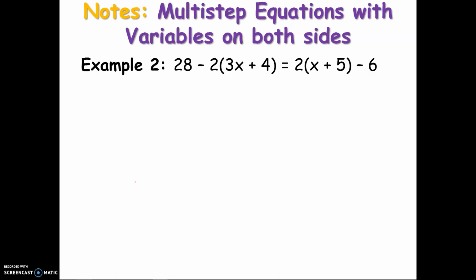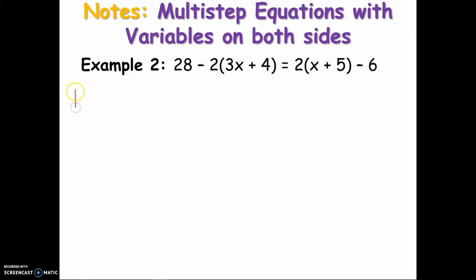One more example today. Here we have 28 minus 2 times 3x plus 4 is equal to 2 times 2x plus 5 minus 6. Now once again, we do notice that we have variables on both sides of the equation, but we also notice that we have distributive property on both sides. In this case, we must clean up or distribute on either side or on both sides of the equation before trying to move variables. Now, one common mistake students make is they try to subtract 28 and 2 before distributing.